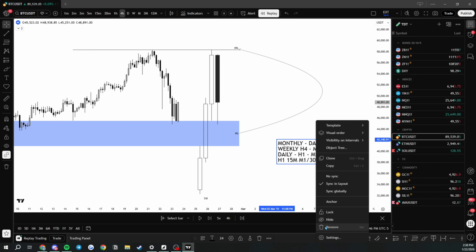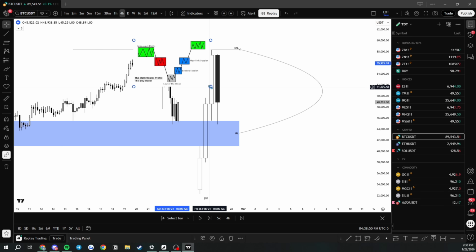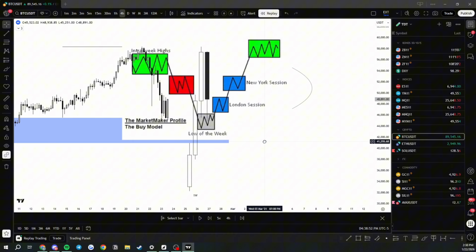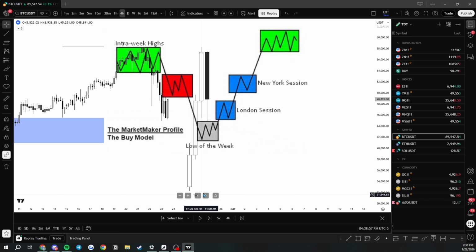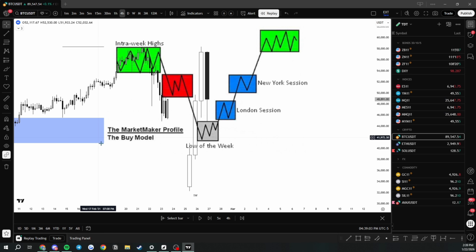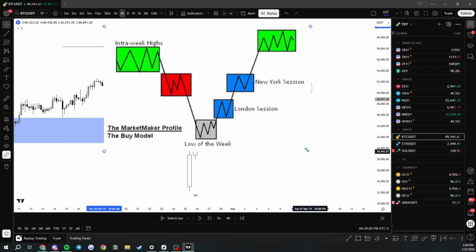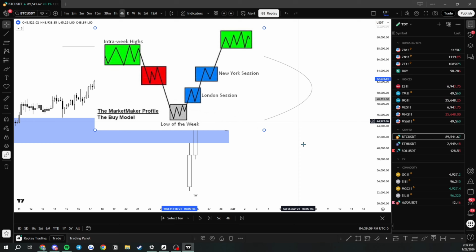So once again, we're going to use what we learned last time, right? I'm trying to look for the market maker model, right? We got our intra-week highs here. We get this first move down, right here. And then we get a move into our key level. Maybe something like that's a little bit better.